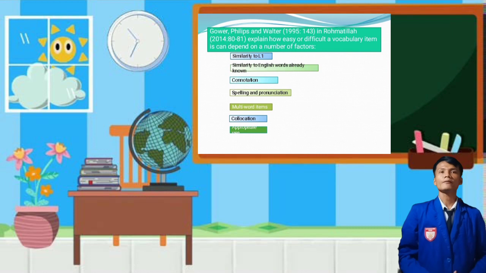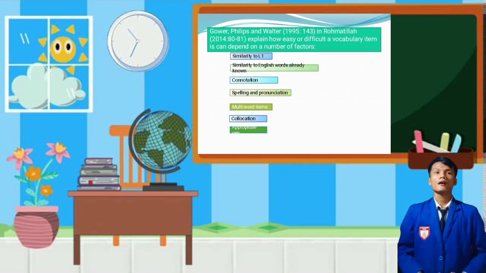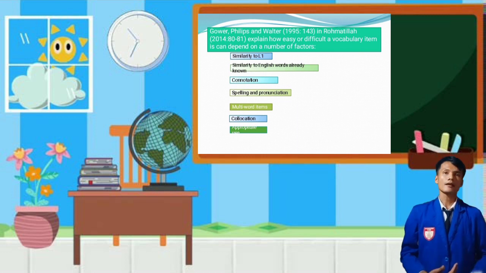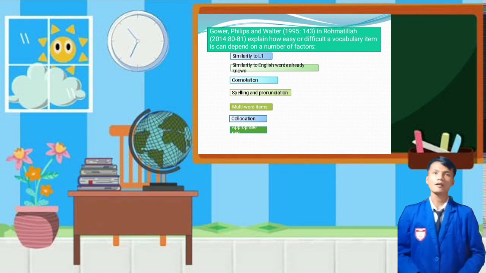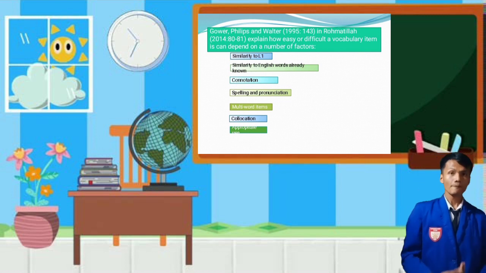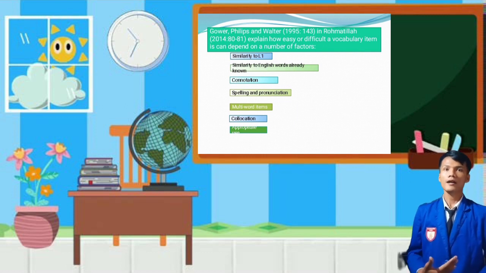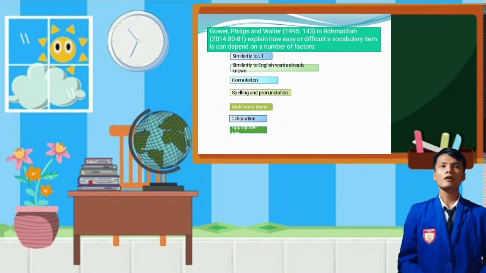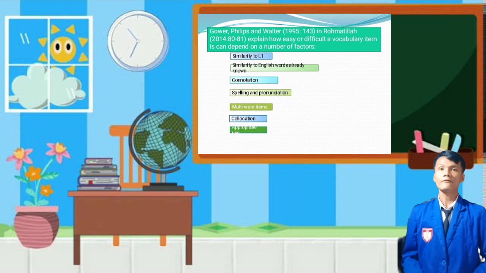Next, according to Gower, Phillips, and Walters, 1995, page 143, in Romatilla, 2011, page 80 until page 81, explain what makes a vocabulary item easy or difficult. How easy or difficult a vocabulary item is depends on a number of factors. For the first, similarity to L1. The difficulty of a vocabulary item often depends on how similar the item is in form and meaning to the students' first language.